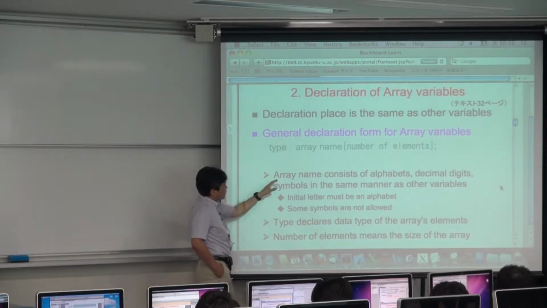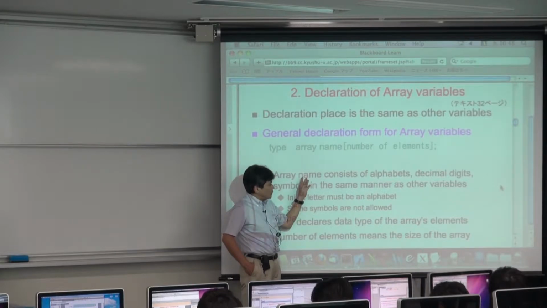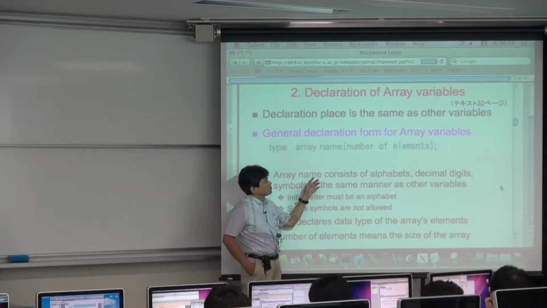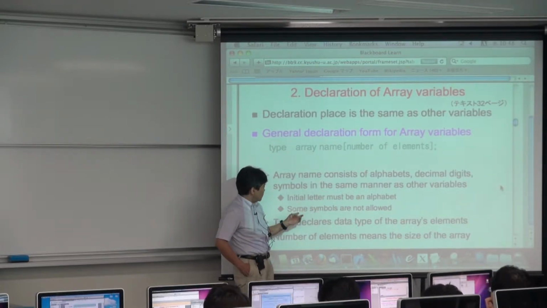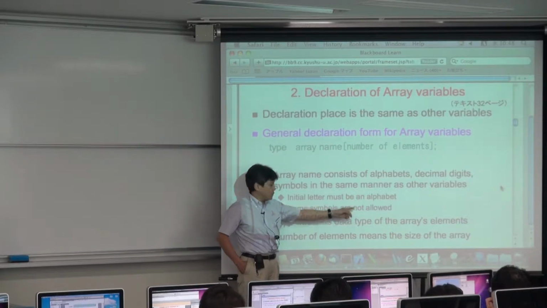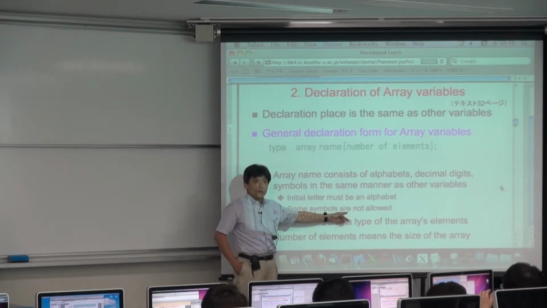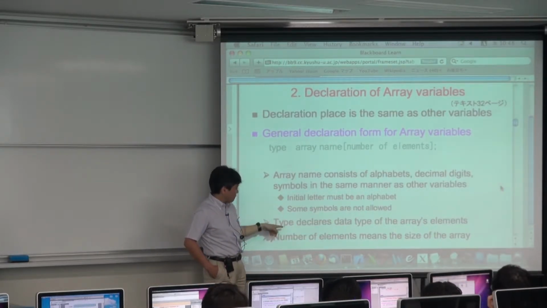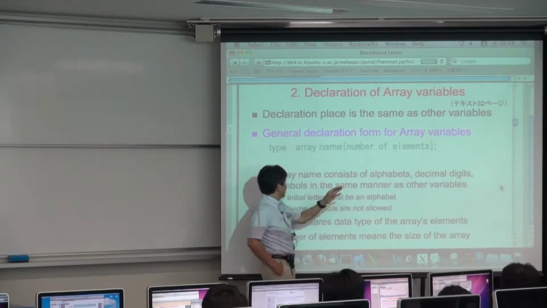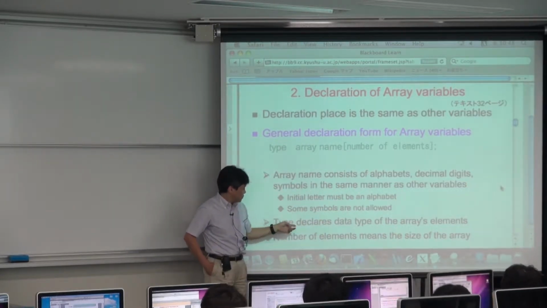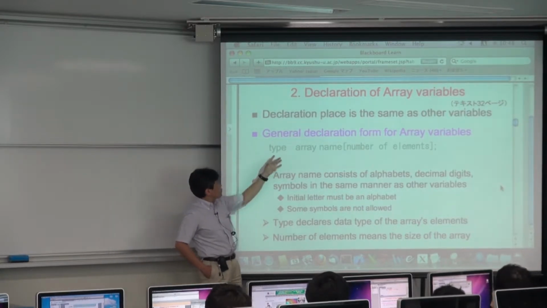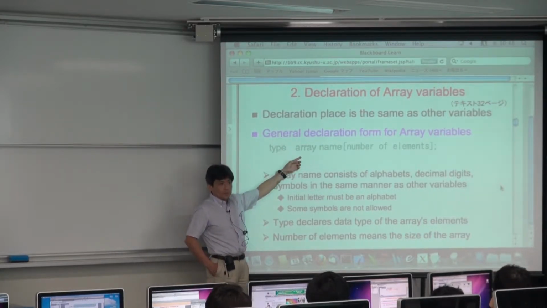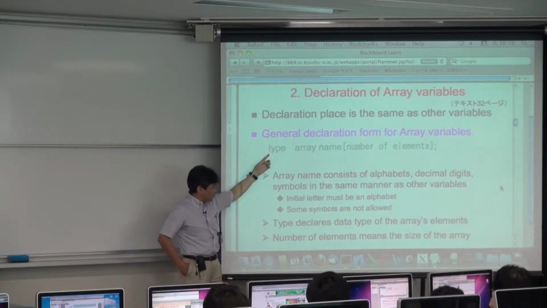So as shown here, array name is also the same manner as standard variables. For example, the initial letter must be alphabet, and some symbols are not allowed. And decimal digit can be included. Okay? And as shown here, you have to also specify the type of the variable using a type symbol.